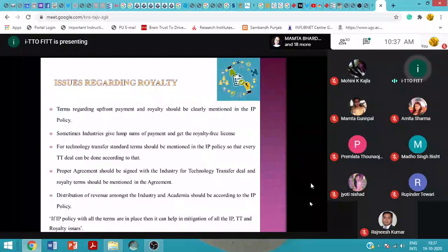If the IP policy, with all the terms and conditions for ownership, upfront payment, and royalty, is mentioned, then it can mitigate all the issues regarding IP, TT, and royalty.